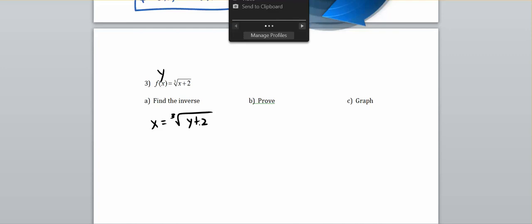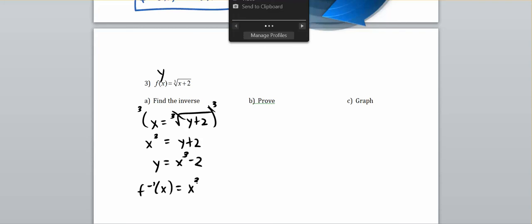If I want to solve for y, this is the cube root. So if I have a cube root, the way I get rid of a cube root is by cubing both sides. I have to cube the left side and the right side. So x to the third equals, these cancel, I get y plus 2. If I'm solving for y, I just subtract the 2 over. And I want you to write your final answer as f inverse of x is x cubed minus 2.